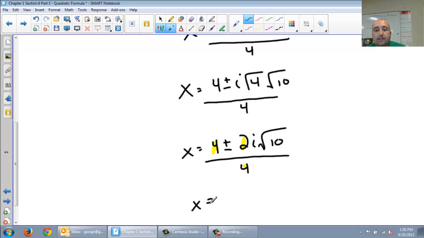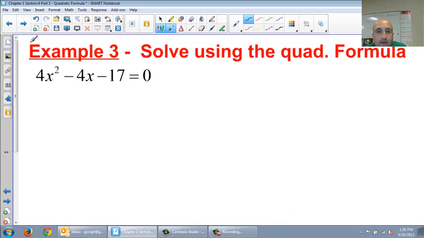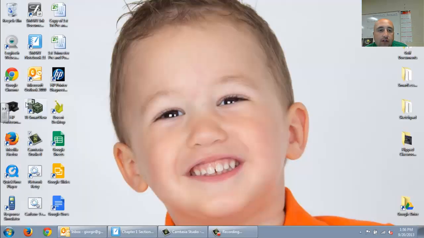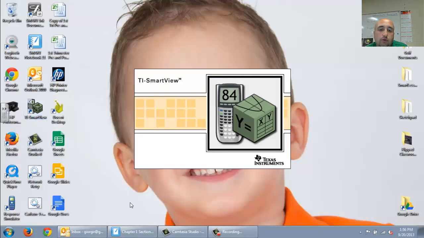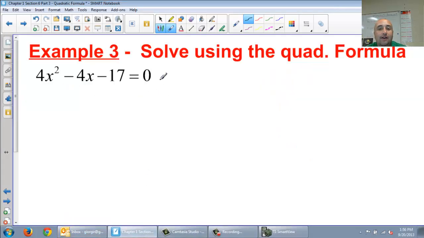So I get X equals 4 divided by 2 is 2. 2 divided by 2 is 1, so I just leave i root 10. And then 4 divided by 2 is 2. So my final answer for that one is 2 plus or minus i root 10 all over 2. Okay. Lastly, we are going to do this problem. Let me first open up my calculator before we do that problem so we can use it for this example.